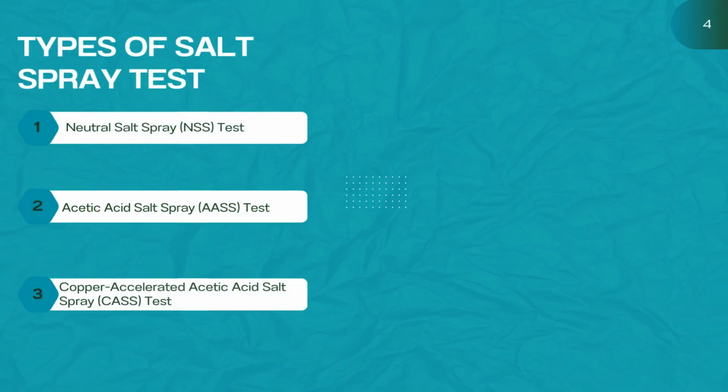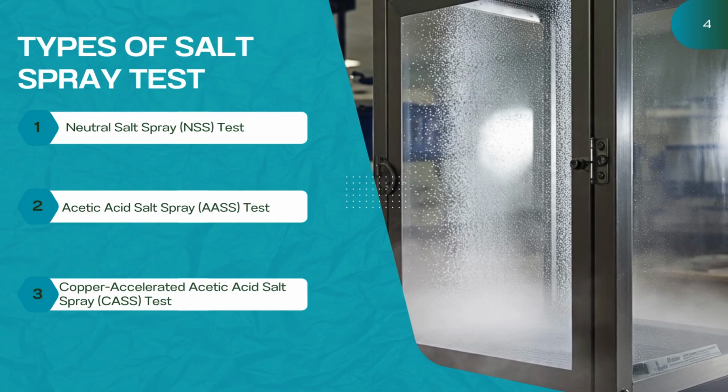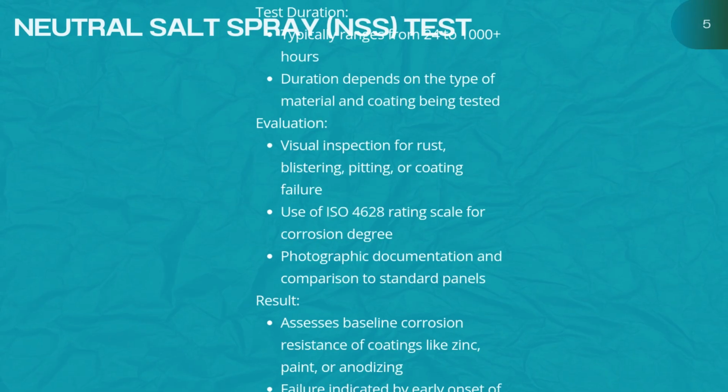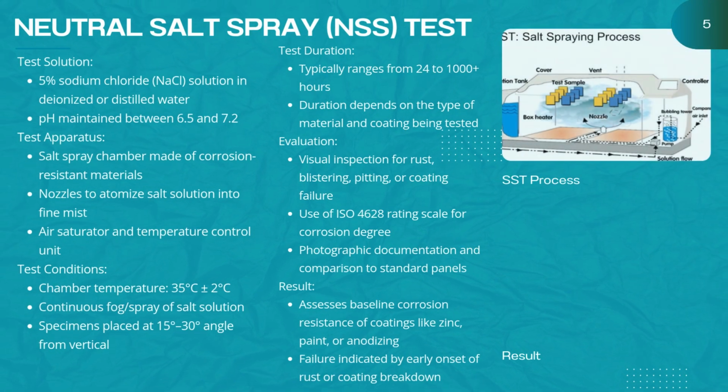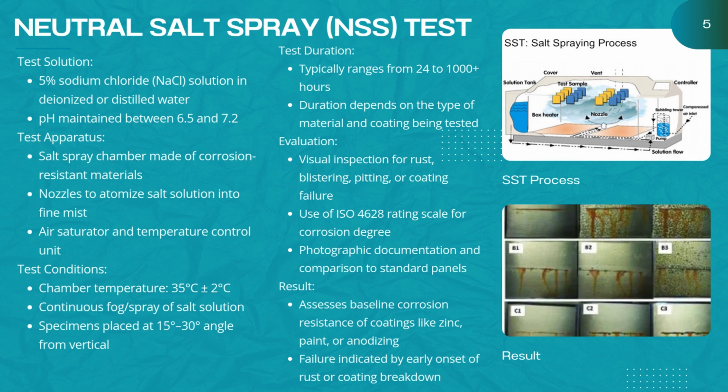Now let's take a quick look at the different types of salt spray tests. We'll be covering all three in detail: NSS, AASS, and CASS. So stay with us. Let's begin with the neutral salt spray or NSS test. This method uses a 5% sodium chloride solution with pH maintained between 6.5 and 7.2 to create a fog of salt inside a corrosion-resistant chamber.